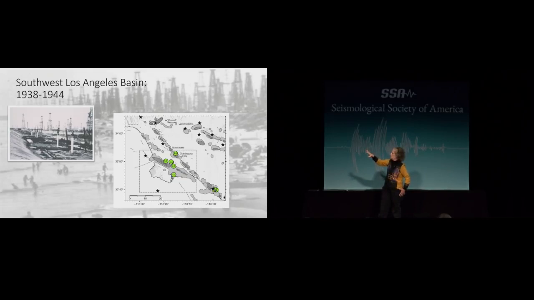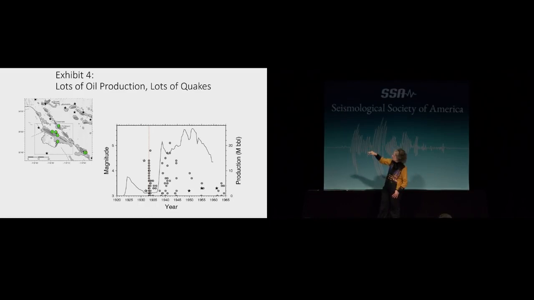So this is exhibit four. Again, there's production in there and earthquakes. There was a spattering of earthquakes that you cannot explain as aftershocks of Long Beach, but they do correlate with this rapid increase in production.